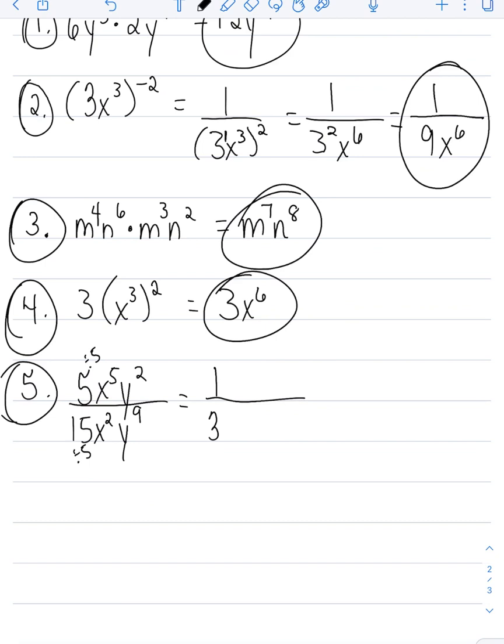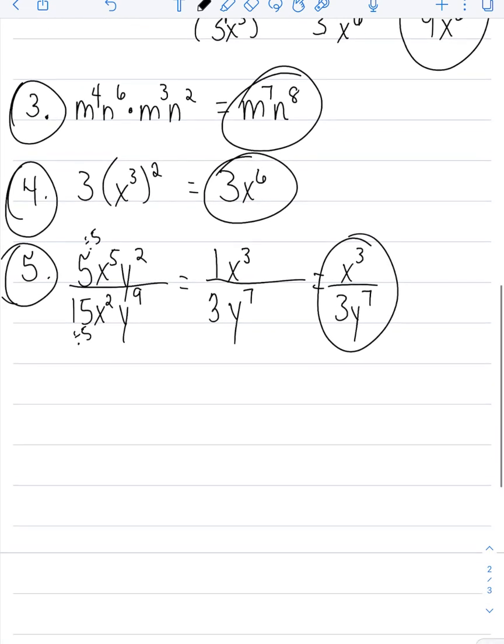I say, okay, where do I have more x's? Well, I have more x's on top. How many more do I have on top? 5 take away 2 is 3. Let's do the same thing with the y's. Where do I have more y's? On the bottom. How many more y's do I have on the bottom? Well, 9 minus 2 is 7. So you can leave it like this, or you can make that coefficient of 1 invisible to get x to the 3rd power over 3y to the 7th power.